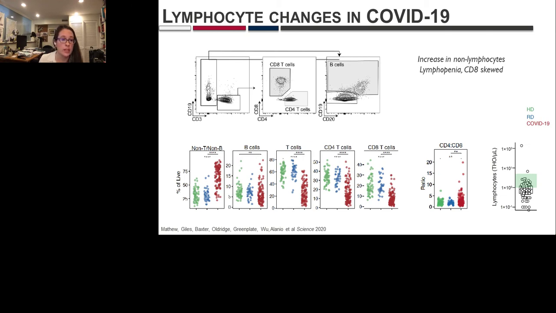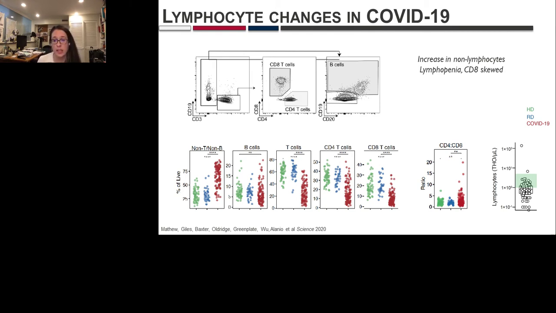The first thing we looked at was the relative proportions of these major immune subsets in their circulation. What we found was in our COVID-19 patients, there was an increase in non-lymphocytes and a simultaneous decrease in both B cells and T cells. And when we looked within the T cell compartment, we found that this decrease tended to be skewed towards the CD8 lineage. So we were losing more CD8 T cells than CD4 T cells.